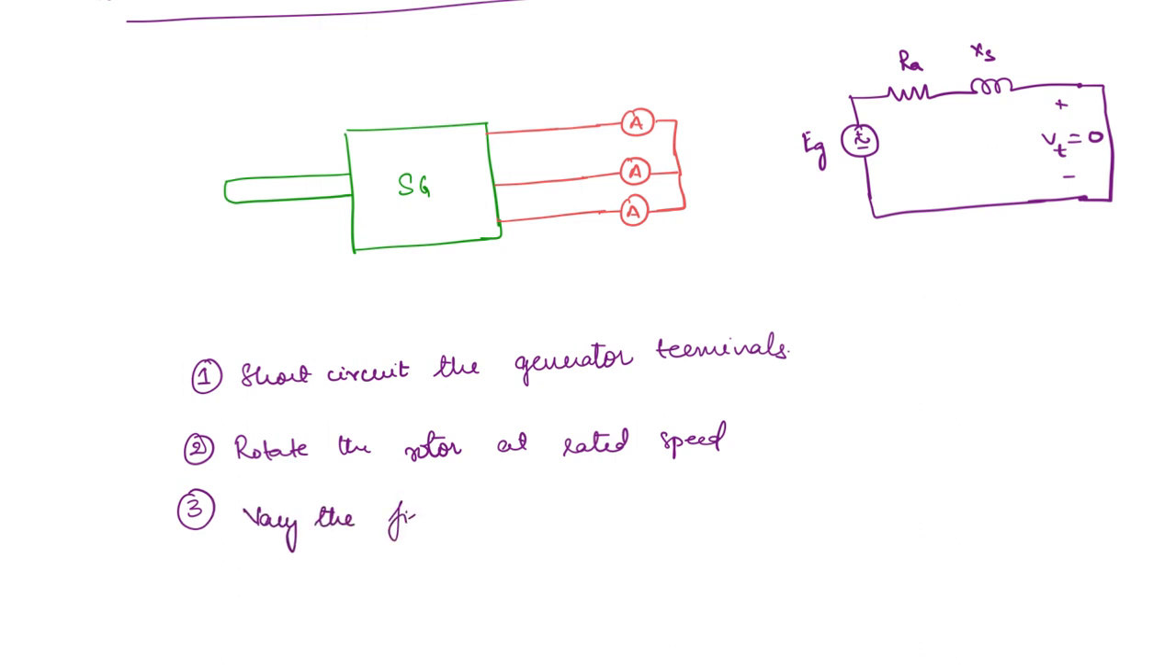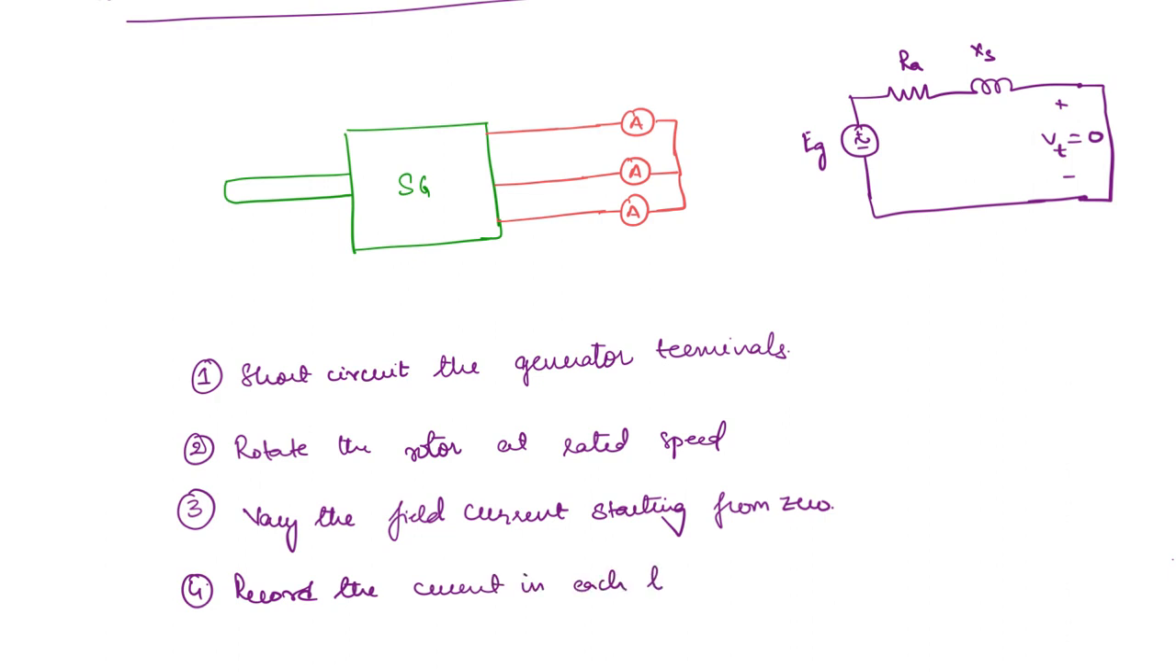Vary the field current starting from 0. Just like in the previous case, where we recorded the terminal voltage, here we will record the short circuit current. The reason we are using 3 ammeters here is that ideally the current flowing through each of the ammeters is the same, right? Balanced 3-phase system. But there will be slight variations, so we will get the average current. So record the current in each line, and you can take the average value if they are not equal.